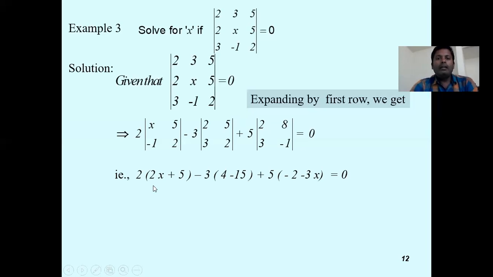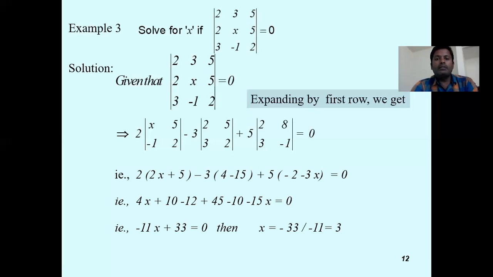Now write that is 2 into 2x plus 5, minus 3 into, now we can write AD minus BC. So 2 into 2x is 4x, plus 2 into 5 is 10, minus 3 into 4 is 12, and minus 3 into 5 is 15, and 5 into minus 2 minus 3x is minus 15x, equal to 0. That is minus 11x plus 33 is equal to 0. Then x value is minus 33 by minus 11. We get 3.